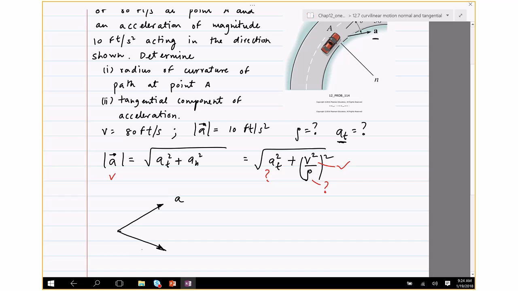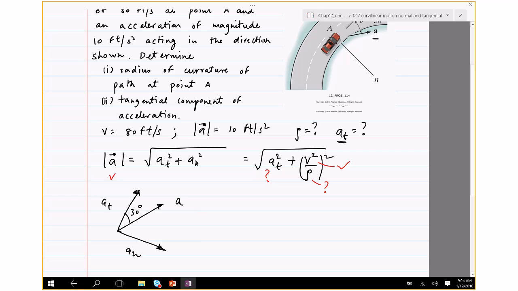This is the normal acceleration. This is the tangential acceleration. And note this is 30 degrees. Okay, so this is the magnitude of acceleration. Well, this is not the magnitude, but just A.